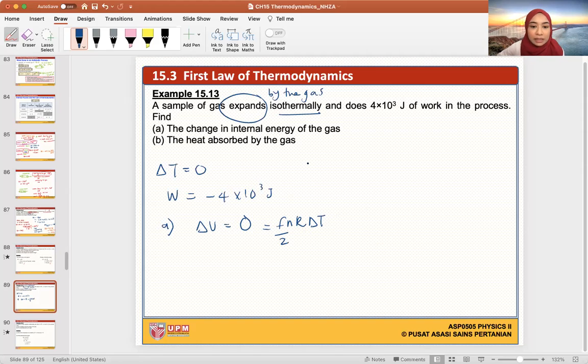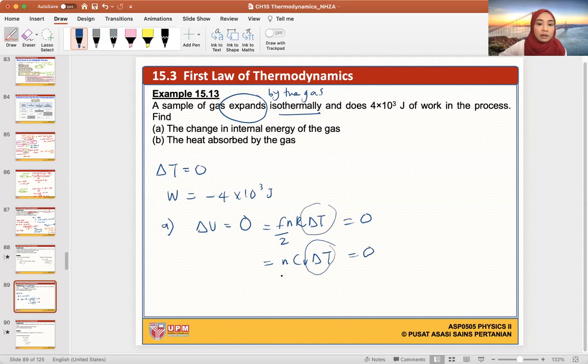If I don't remember that isothermal is supposed to have an internal energy that is 0, then I can use F over 2 NRT, NR delta T or NCV delta T. And I figure out, okay, delta T should be 0. So this will give me a 0.